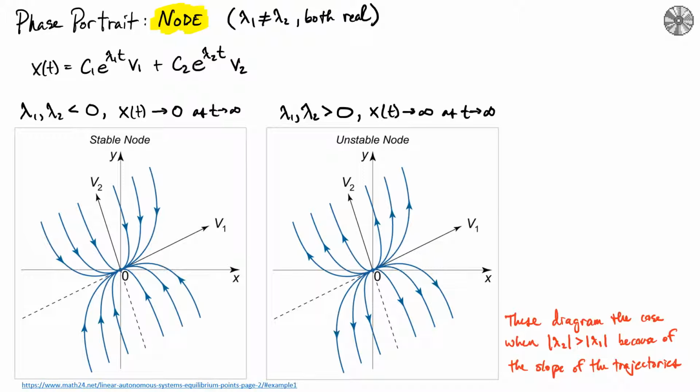The second type is a node. So if our lambda 1 and lambda 2 are not the same, and either they are both positive or both negative, we get these two types. And so we haven't really talked about stable and unstable yet, but as a gut feeling, stable means that things are approaching the origin and they're staying contained and they're not blowing up.